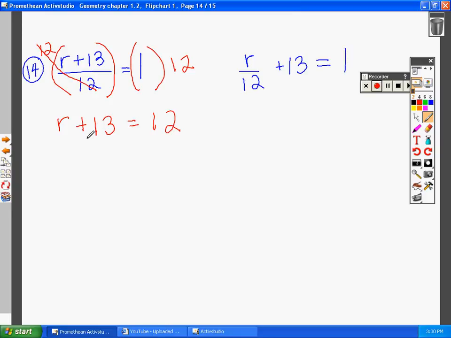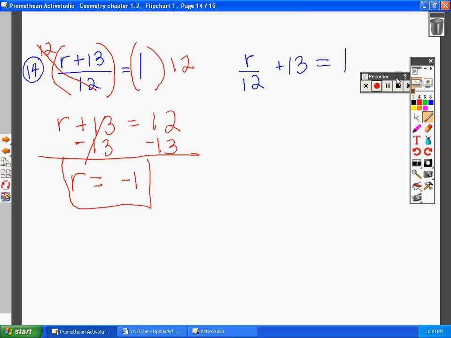Your last step is then to solve for r, which means you're going to have to get rid of this plus 13 so that it only says r, so you subtract 13 from both sides, and therefore you're left with r equals, this cancels out, and you're left with 12 minus 13 is negative 1. So notice that the first thing we did in this one was we multiplied by 12.